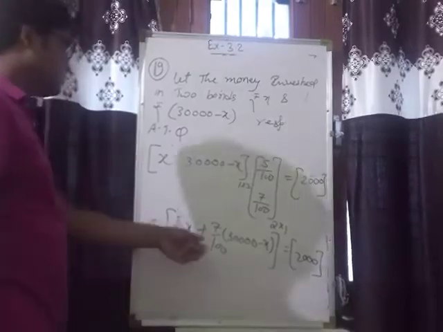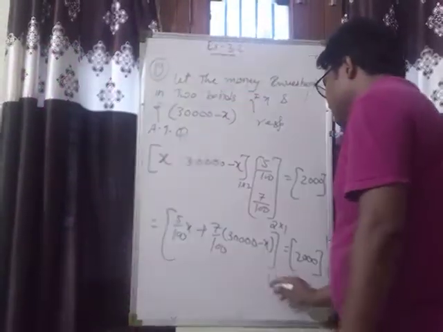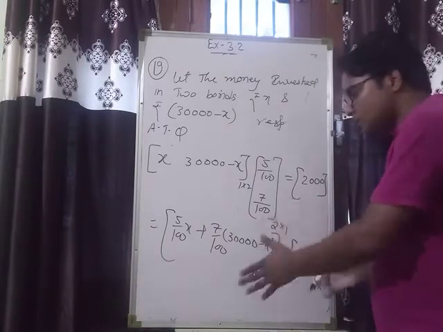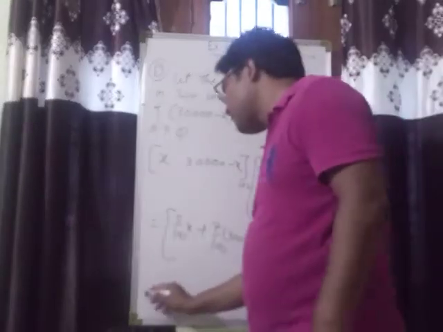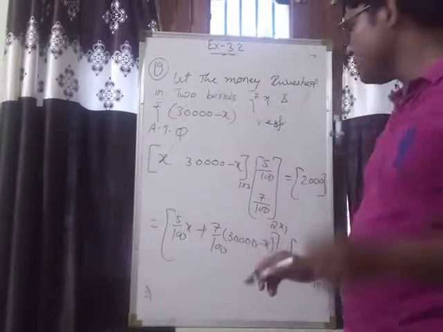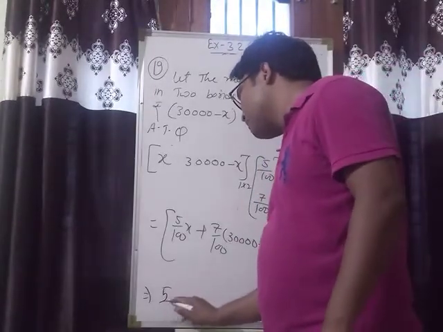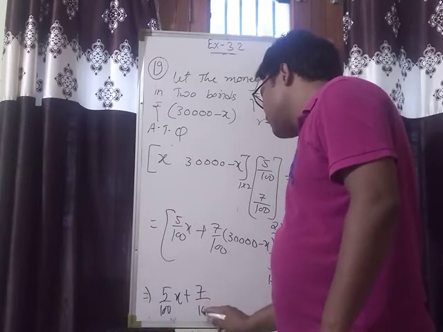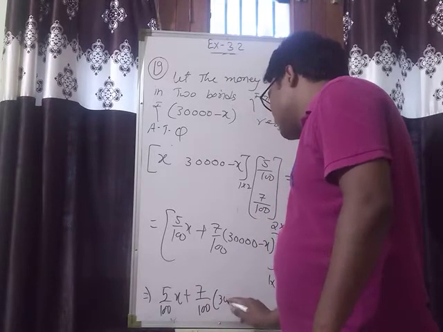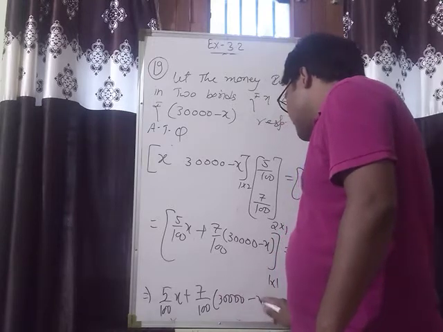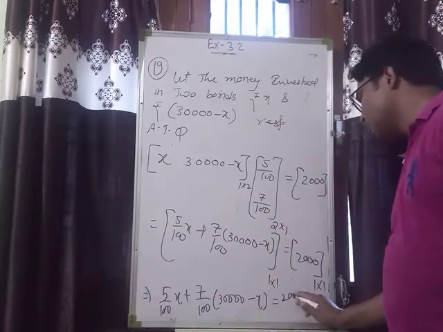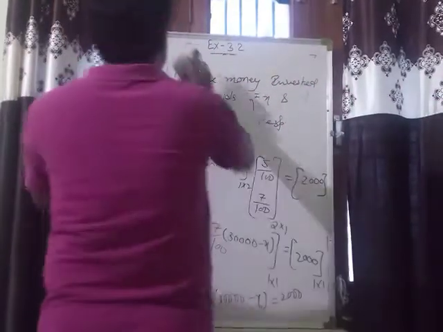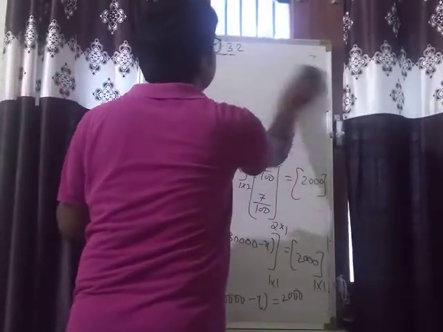Okay, now this is a matrix of order 1 by 1, that is also a matrix of order 1 by 1, and the two matrices are equal. That's why clearly their corresponding entries will be equal. So we have 5/100 x plus 7/100 into 30,000 minus x equal to 2,000. Now we will solve this simple equation.